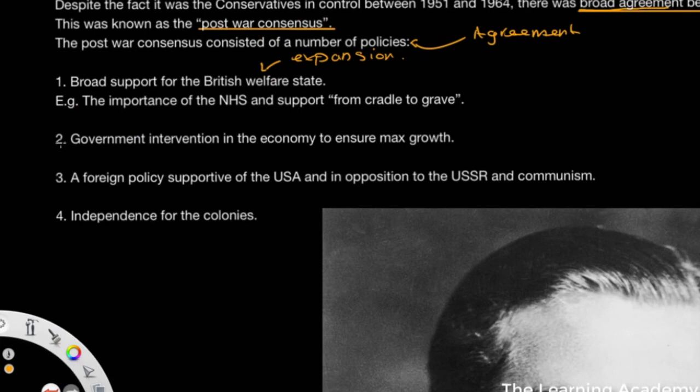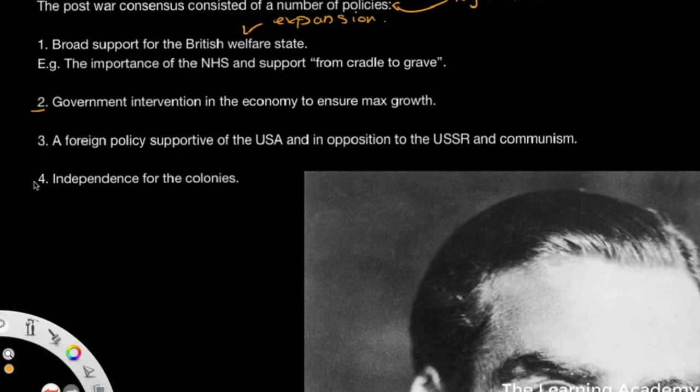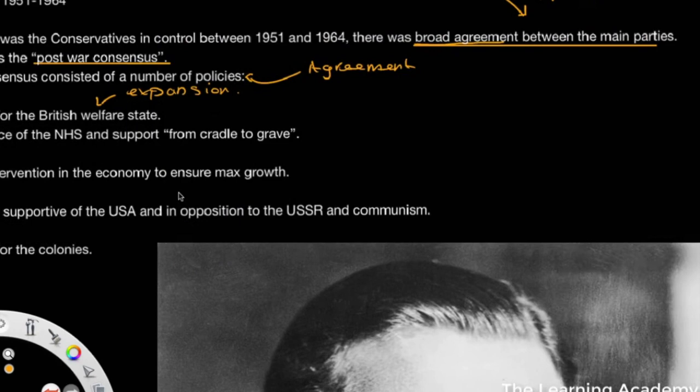Okay, we'll talk about this when we look at the economy of the Conservative period in the 50s and 60s. There was also a foreign policy consensus on supporting the USA in opposition to the USSR and communism. So don't forget that the foreign policy of the 50s and 60s is just as important as the domestic policies, because we are at the height of the Cold War.